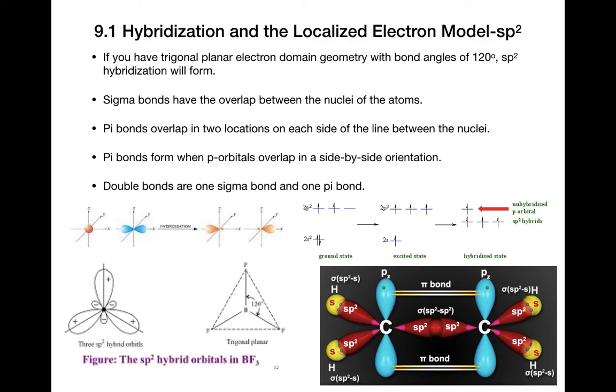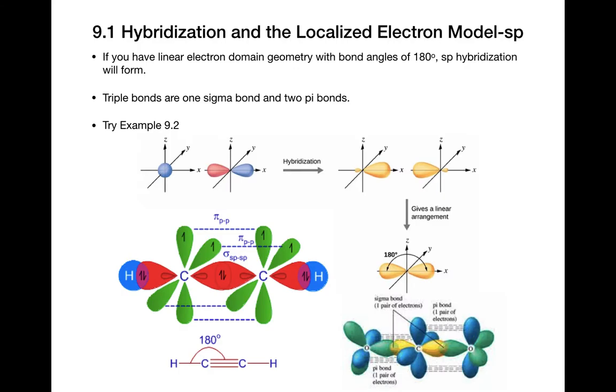In BF3, we actually use the 3 sp2 orbitals to make the trigonal planar shape. The p orbital then would not have anything in it. It would be unoccupied. sp hybridization is used for linear electron domain geometry. So when we want the electron pairs to be 180 degrees apart, we use sp hybridization.